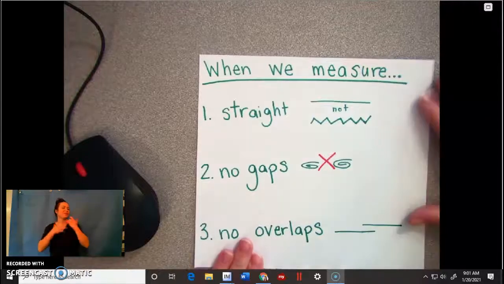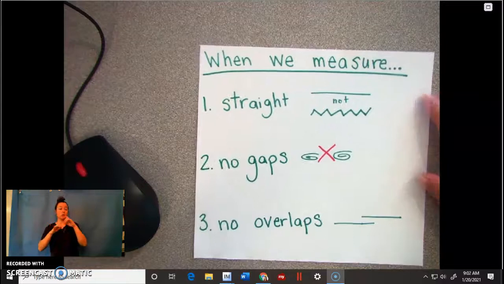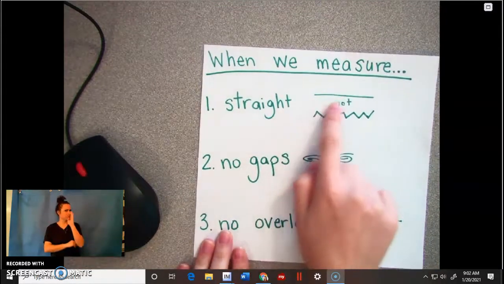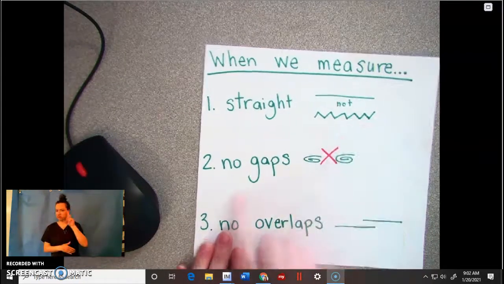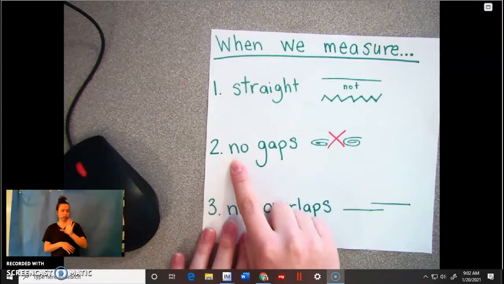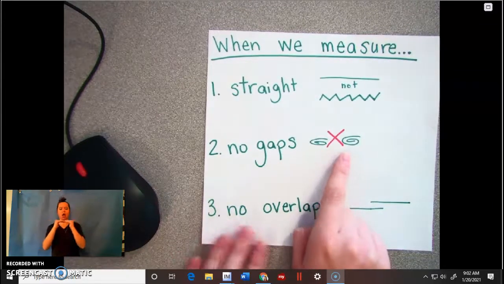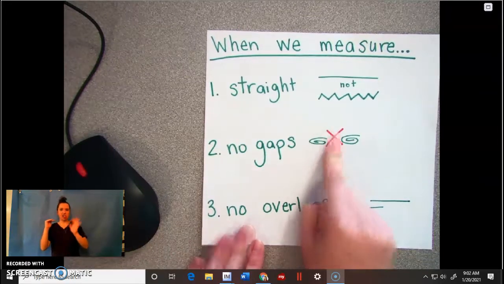Right, today we're going to continue talking about measurement. When we measure, it's important that we measure in a straight line. So we want it to all be flat, one line, not zigzag and crazy. We also want to make sure that there are no gaps. So when we use paper clips or whatever tool we use, we want to make sure that they're touching. There's not a weird finger space in between.